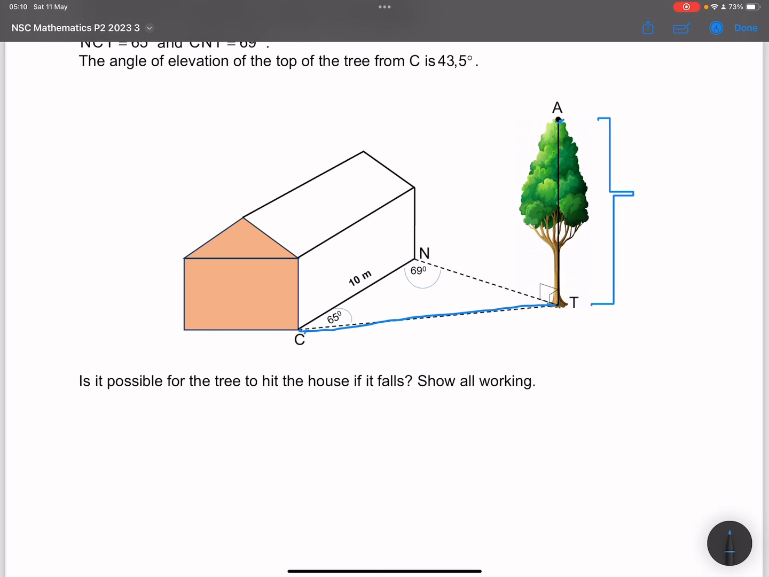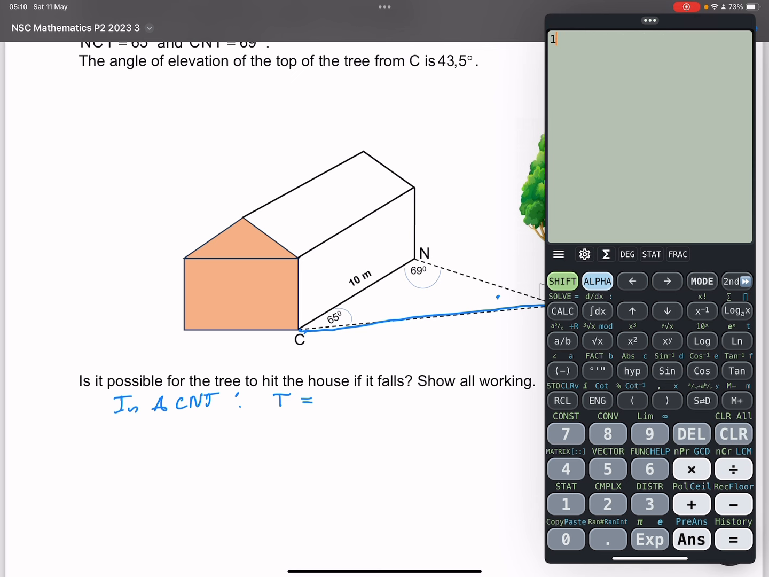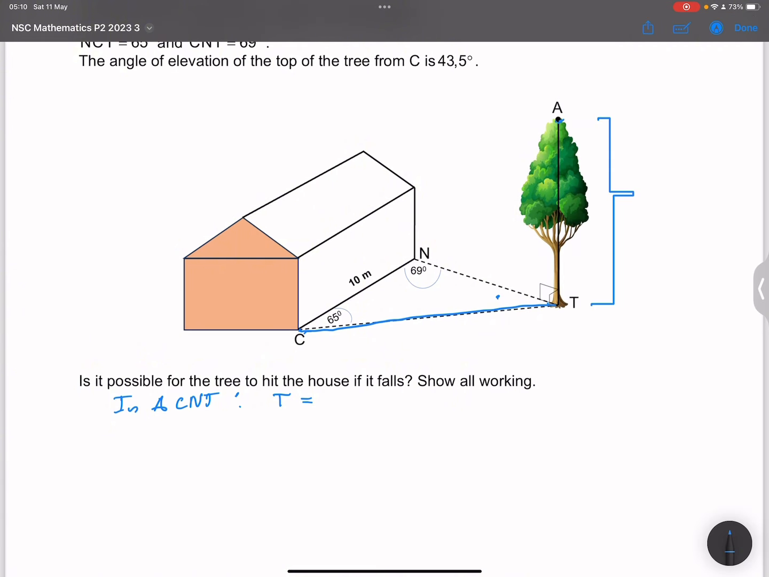I can do that from triangle CNT. In triangle CNT, I don't have this angle just yet. So angle T would be equal to 180 minus 69 minus 65, and that would be 46. So that's 46 degrees. This is simply the third angle of a triangle. I'm not going to waste time with that one; you understand it, ladies and gents.